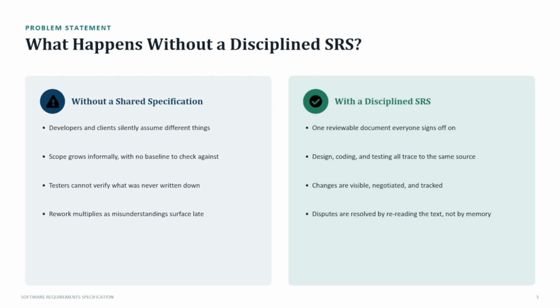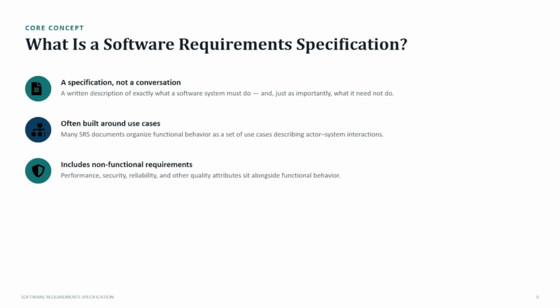Then disputes are resolved by reading the text, not by memory. Memory is a culprit, memory always backstabs us, because we remember something and something else might have been done. So we can't always rely on memory. So SRS helps to resolve the disputes.